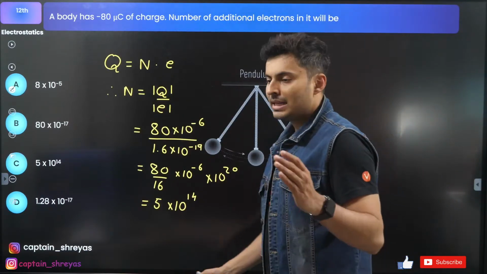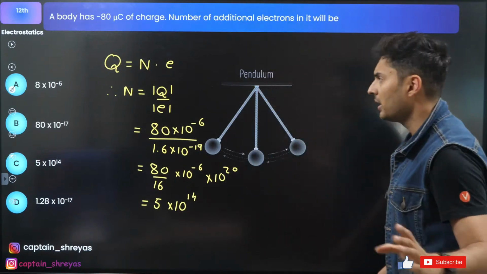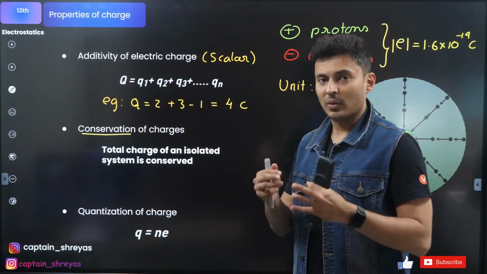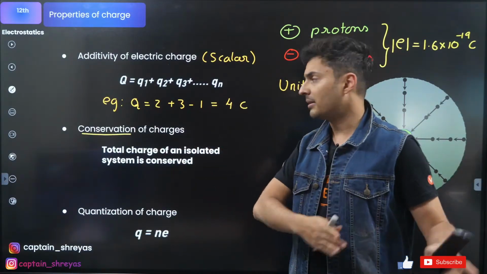Hello, Prem. Is that understood? This is how you calculate how much charge is present in any body. I have just used the concept of quantization of charge. Quantization means everything is in a multiple of a most elementary thing.